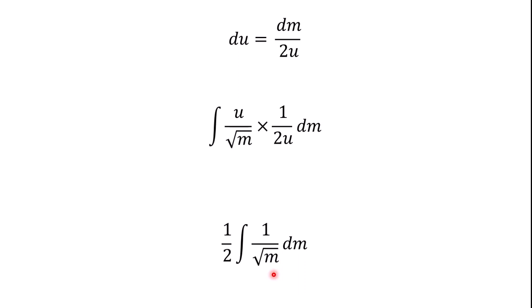Here we are going to apply the negative index law of indices. That is, 1 over a can be written as a raised to the power negative 1, and this square root of m here can be written as m raised to the power minus half. Okay, so let's write.